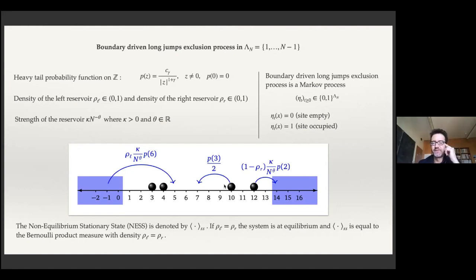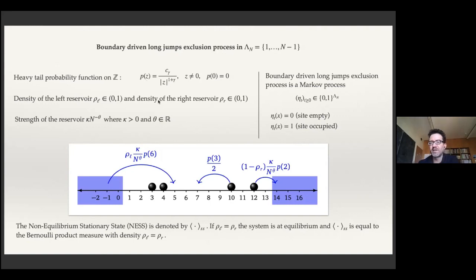What is different from the usual exclusion process is that here I will consider the case where the probability distribution of the jump p is a heavy tail. It is of the form some constant, in order to make it a probability, divided by the length of the jump to the power 1 plus gamma. Typically gamma will be smaller than 2. What does that mean? It means that if you compute the variance of p, it is infinite. Gamma less than 2 means that the variance is infinite.